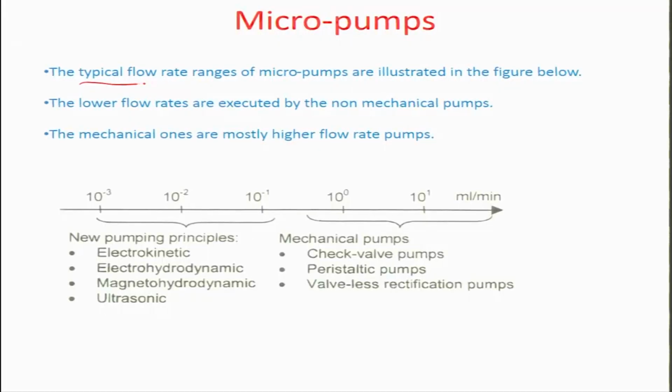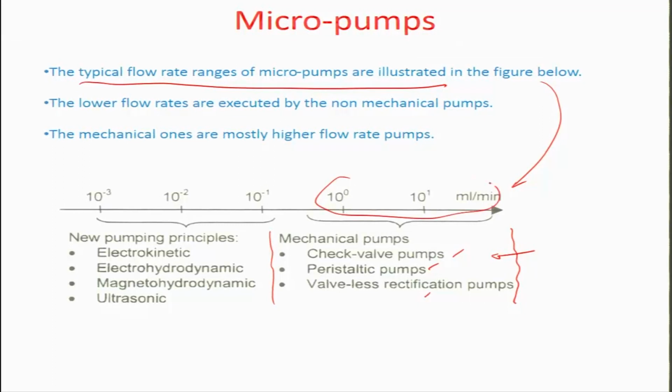So, typically the flow rates in micropumps are ranged between what is illustrated here. In the mechanical case, you can see peristaltic pumps or valveless rectification pumps or check valve pumps, which I will describe design wise in the subsequent slides, having a flow rate close to 1 to 10 milliliter per minute in this particular zone.